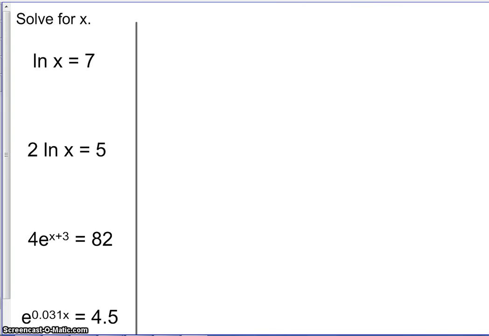What if I start with natural log of x equals 7? Now what we've done in the past is, well, let's talk about this. Natural log of x is really log base e of x, and that equals 7. Now if I put this into exponential form, e to the 7th equals x. Well, this isn't so bad. E to the 7th I can find.